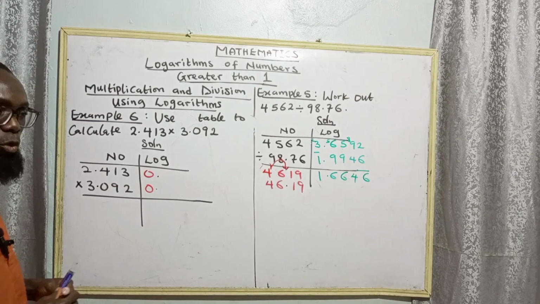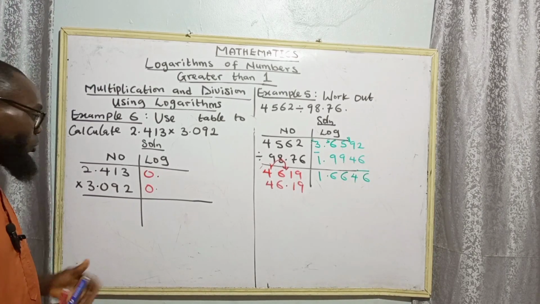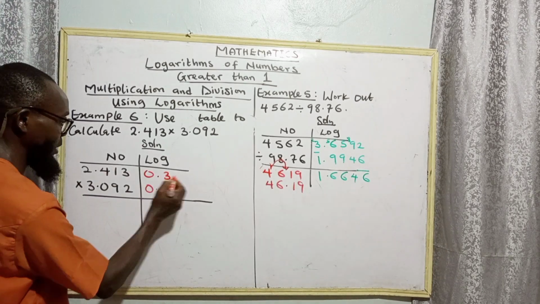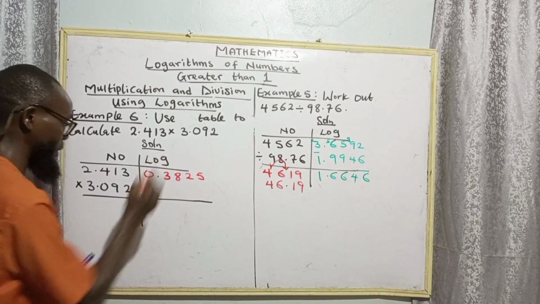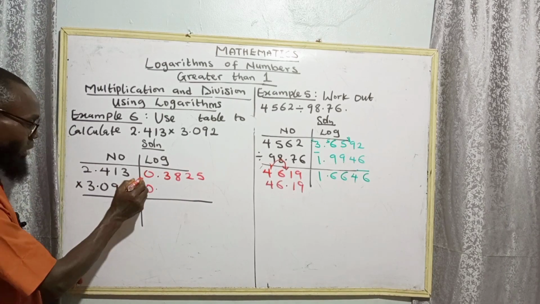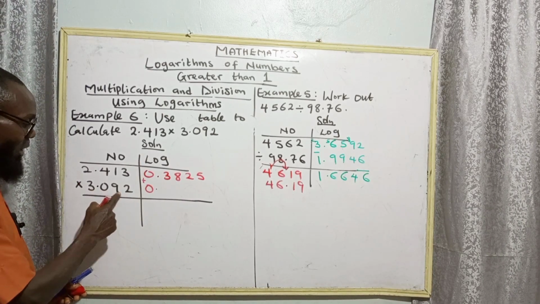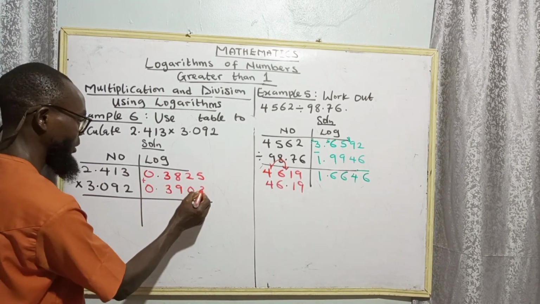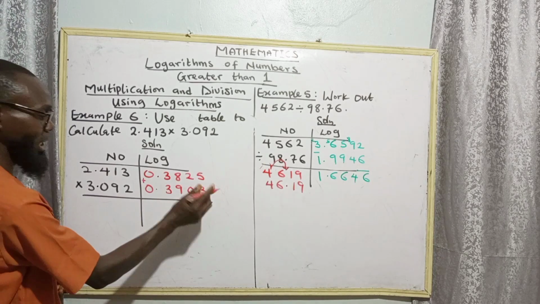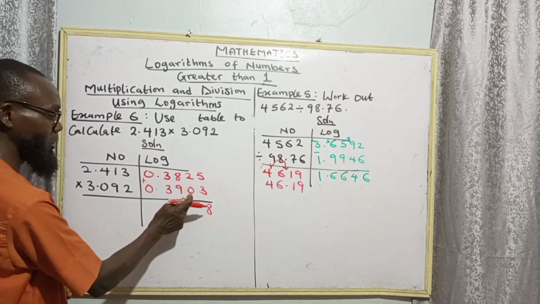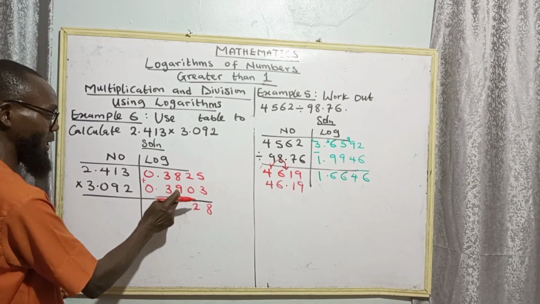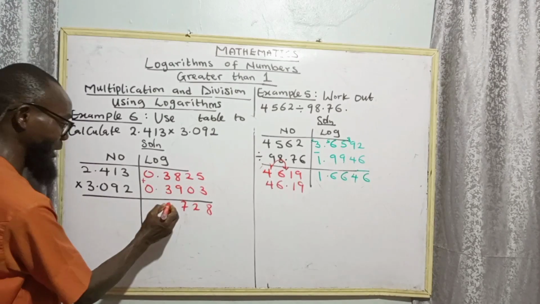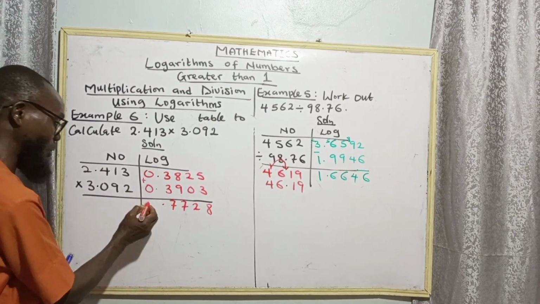The next step, you now go to your logarithm table to check 24 under 1, difference 3. We have 3825. Now this multiplication here changes to addition. I check 30 under 9, difference 2. We have 3903. So we had 5 plus 3, we have 8. 2 plus 0, we have 2. 8 plus 9, that is 17. 7 carry 1. 3 plus 3, that is 6 plus 1. 7 points. 0 plus 0, we have 0.